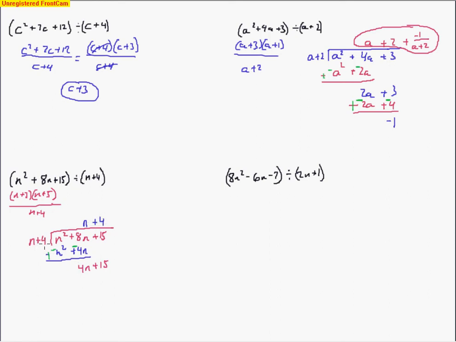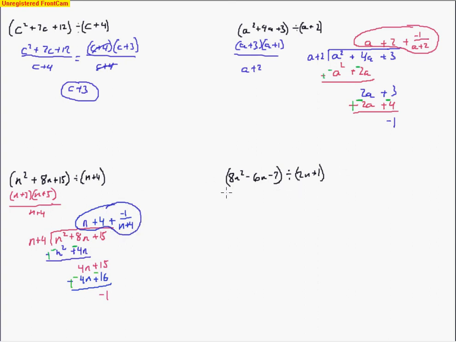4 times n makes 4n. And we go ahead and multiply 4 and 4, we get 16. We go ahead and subtract, but remember, add the opposite. You'll see in the next problem why it's really important to make sure we add the opposite. And so we go ahead and do that work. We end up with a negative 1 once more. So our answer, our quotient, is n plus 4 plus the remainder, negative 1 over the divisor, n plus 4. And that's our answer.